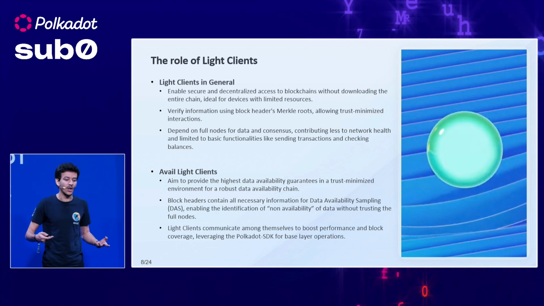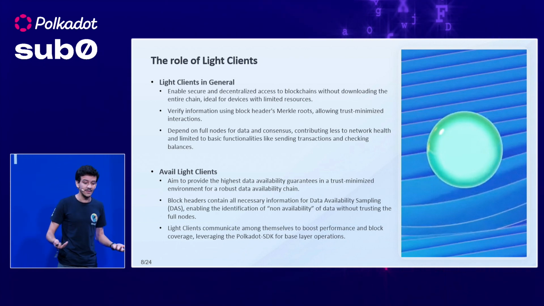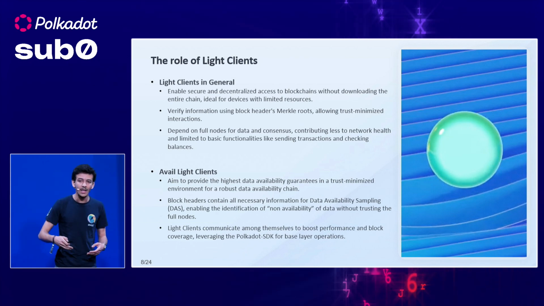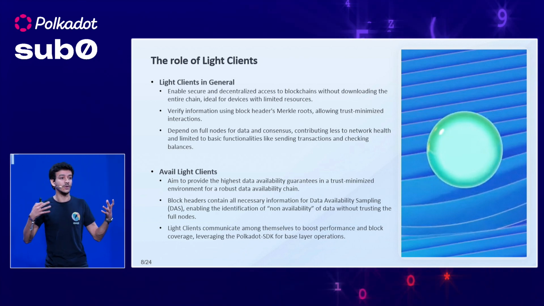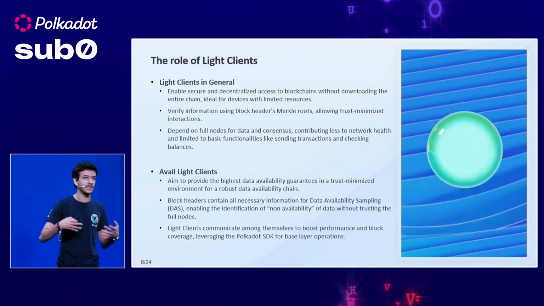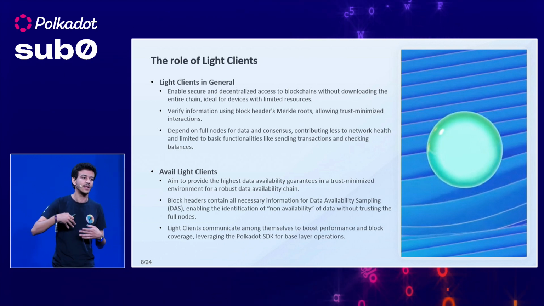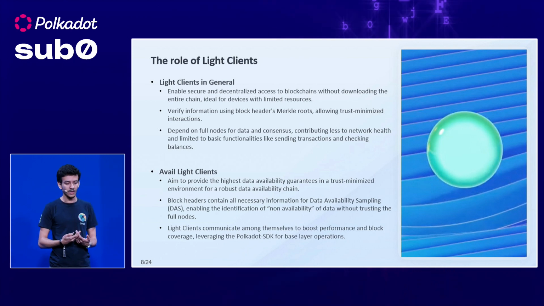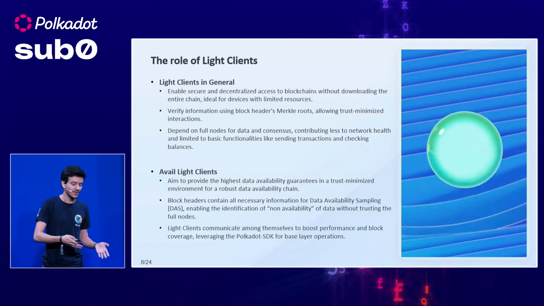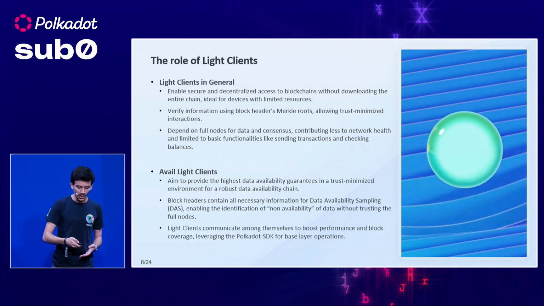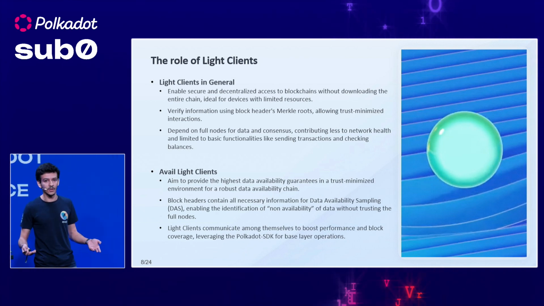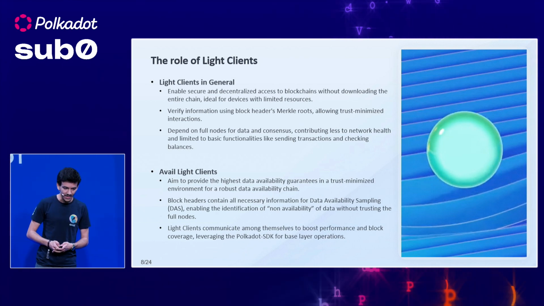The light clients will also communicate among themselves to boost performance. We'll see later why the peer-to-peer network is important. The light client, in this peer-to-peer network, can also increase the block coverage. It means that the light client network can recreate the network without communicating with the full node. Of course, we leverage the Polkadot SDK for base layer operations, balance transfers, and such.